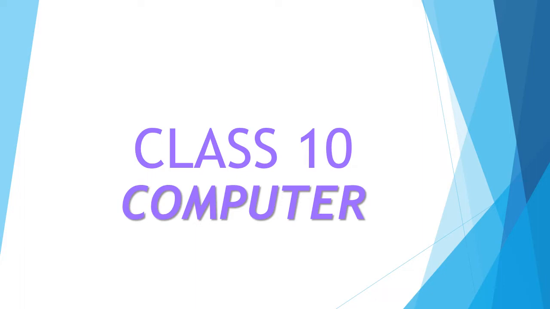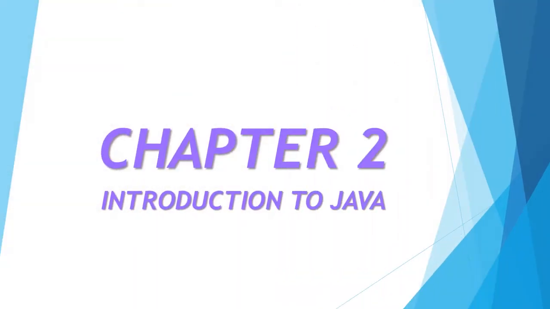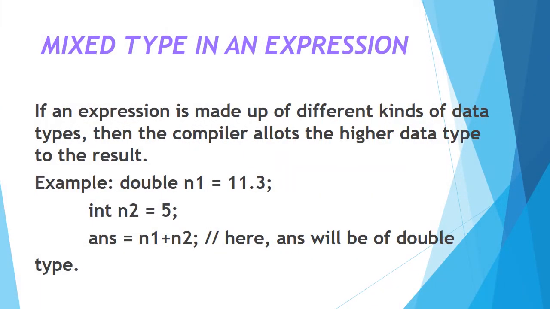Today we will continue chapter 2, Introduction to Java. In last class, I explained to you typecasting, in which I explained implicit conversion and explicit conversion. Today we will study about mixed type in an expression.